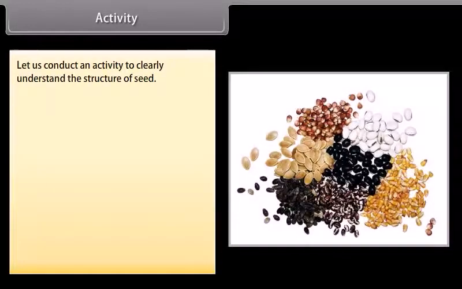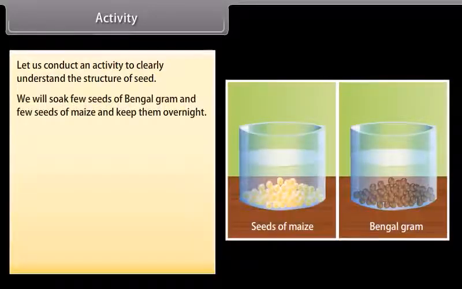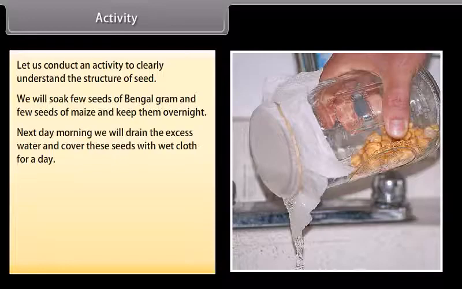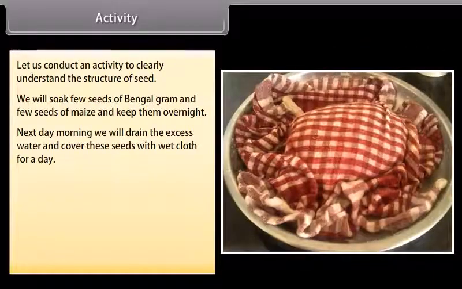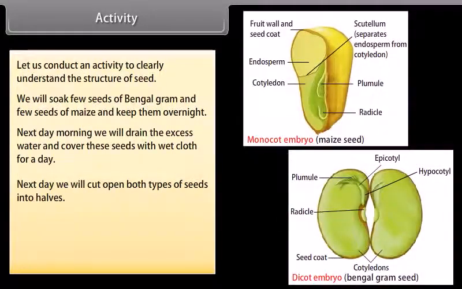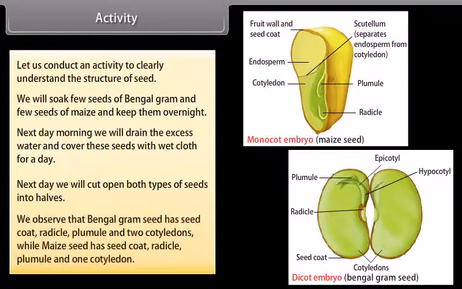Activity. Let us conduct an activity to clearly understand the structure of a seed. We will soak a few seeds of Bengal gram and a few seeds of maize and keep them overnight. Next day morning we will drain the excess water and cover these seeds with a wet cloth for a day. Next day we will cut open both types of seeds into halves. We observe that the Bengal gram seed has seed coat, radicle, plumule and two cotyledons, while the maize seed has seed coat, radicle, plumule and one cotyledon.